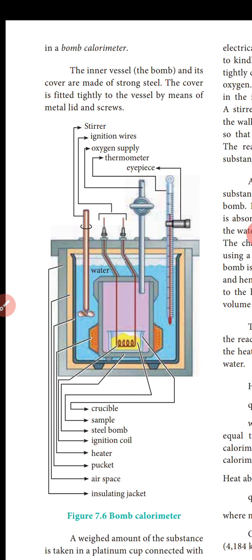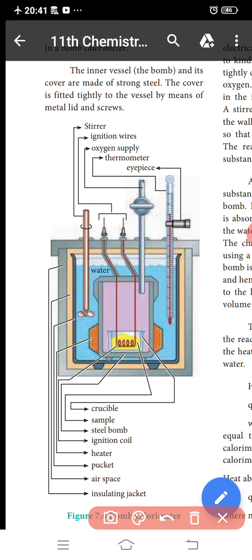In a bomb calorimeter, the inner vessel and its cover are made of strong steel. The cover is fitted tightly to the vessel by means of a metal lid and screws. A weighed amount of the substance is taken in a platinum cup connected to electrical wires for striking the ignition to kindle combustion. The bomb is then tightly closed and pressurized with excess oxygen.